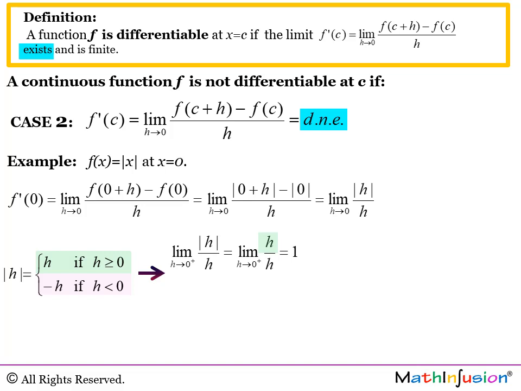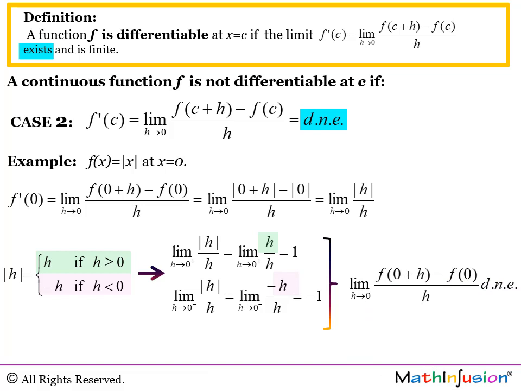Now let's do 1, 2, 3. The limit from the right of this function, absolute value of h over h, is going to be 1 because absolute value of h is replaced by h. And the limit from the left is negative 1. So we get that the limit at 0 itself does not exist. And we can conclude that this function is not differentiable at x equals 0.